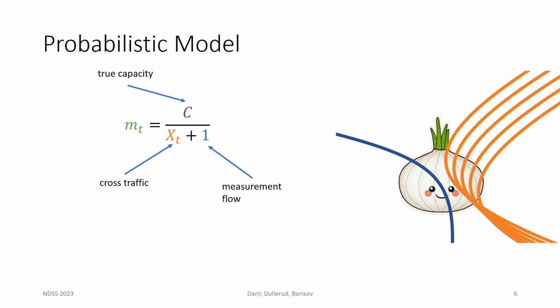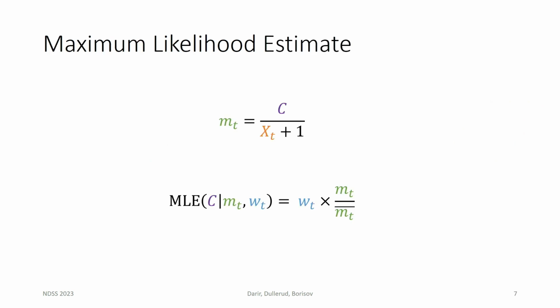And therefore, the measurement observation is just the capacity divided by the sum of the one flow and this random variable. Further, we'll model this random variable as following a Poisson distribution that's proportional to the total rate on the network scaled by the weight that's assigned to this particular relay. And so this simple model admits a fairly straightforward maximum likelihood estimate. If we take a single measurement and the current weight, we can derive this formula for a maximum likelihood estimation.